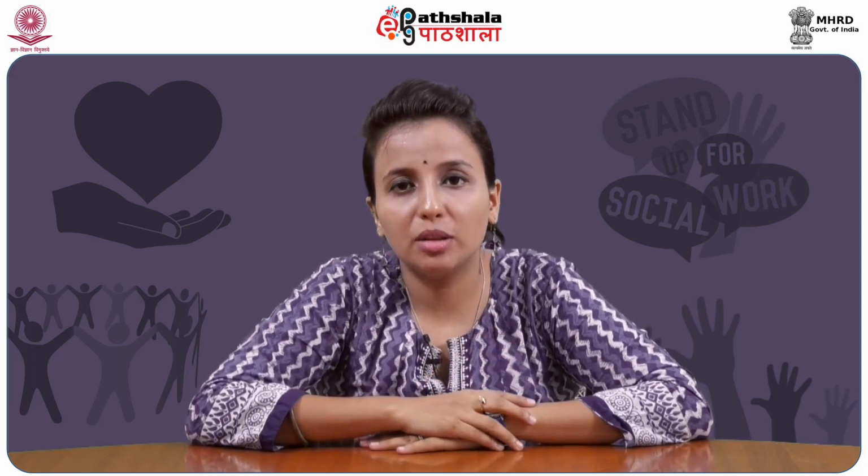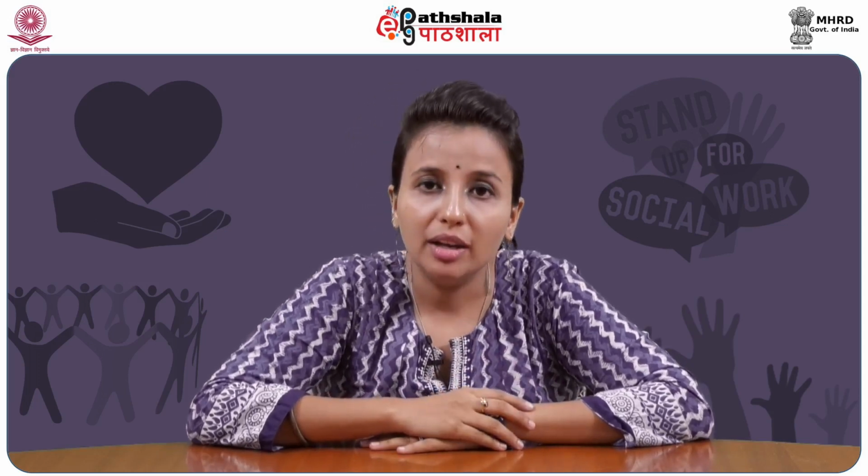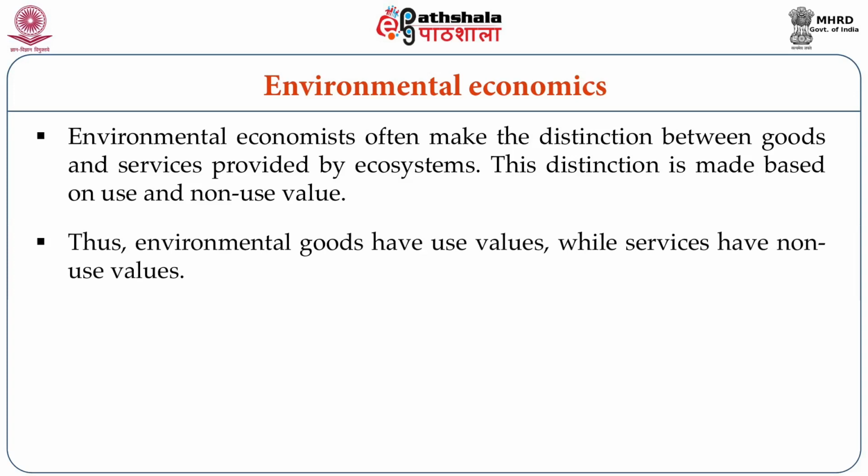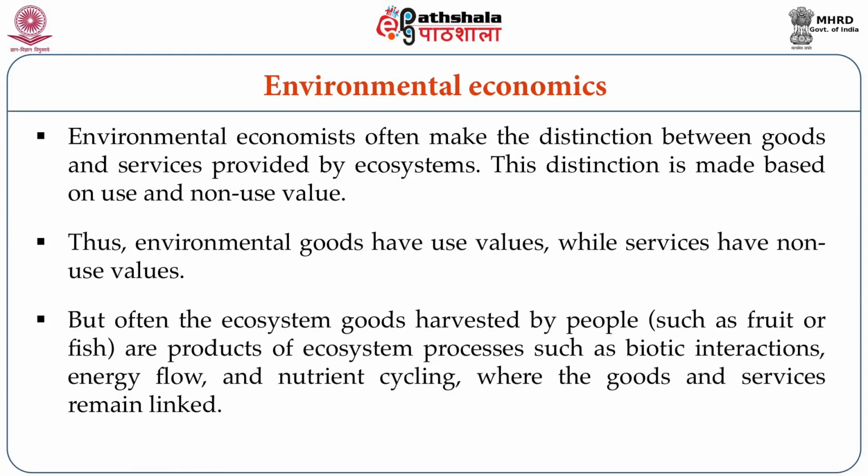Now that we've covered the various categories of values, let's come to this new topic, that is environmental economics. Environmental economists often make the distinction between goods and services provided by ecosystems. This distinction is made based on use and non-use value. Thus, environmental goods have use value while services have non-use value. But often the ecosystem goods harvested by people, such as fruits or fish or vegetables, are products of ecosystem processes such as biotic interactions, energy flow, and nutrient cycles, where the goods and services remain interlinked per se.